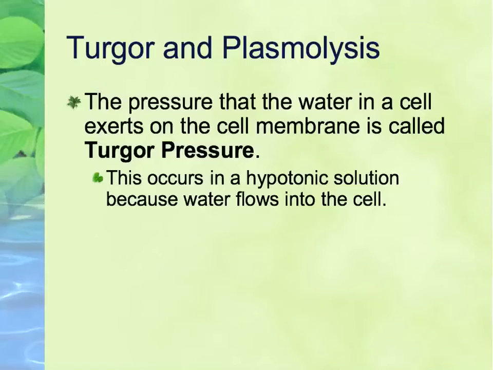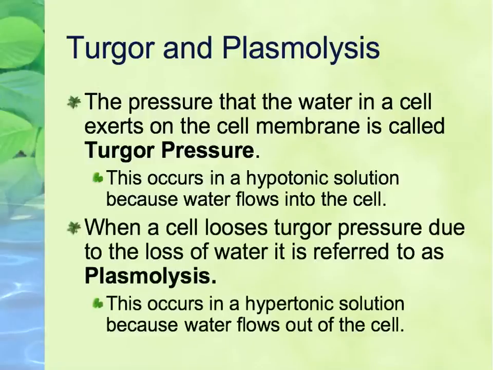Now, the opposite of turgor pressure is plasmolysis, and that is the negative pressure of losing water. And of course, if we put something in a hypertonic solution, we cause plasmolysis to occur, and that will result in wilting or shriveling up of the cell.